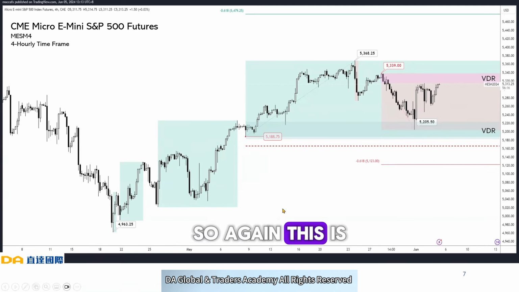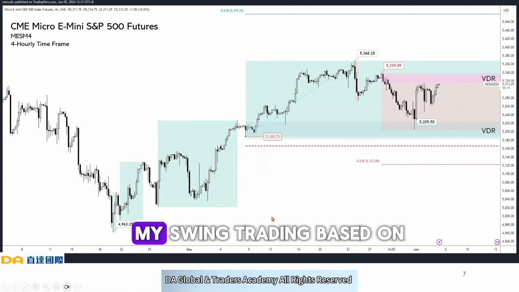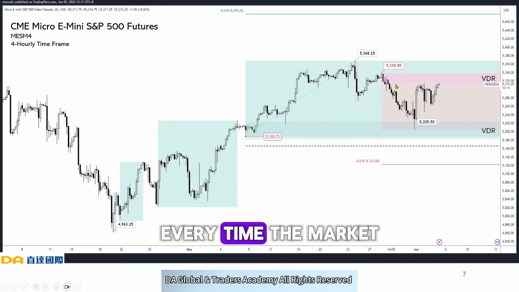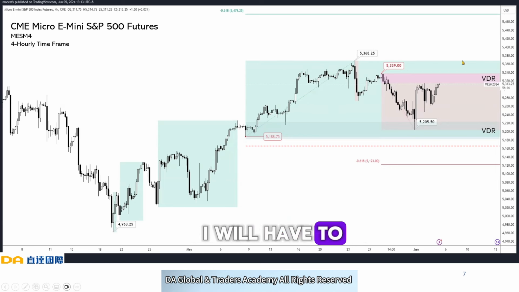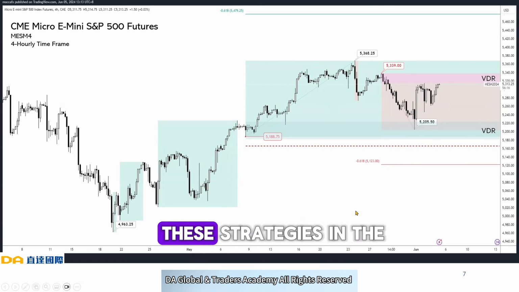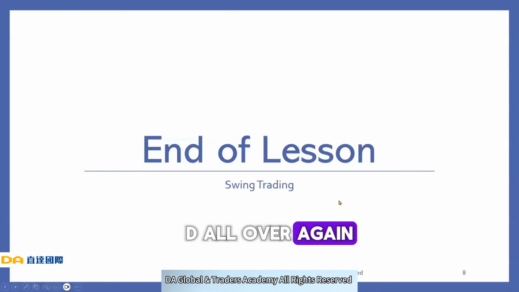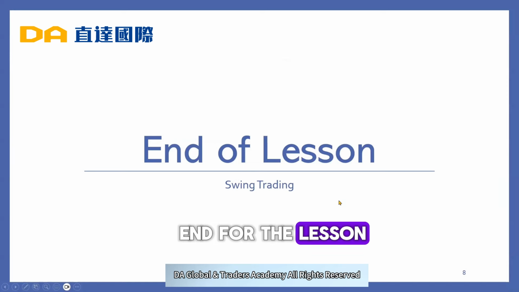Okay, so again, this is how I will do my swing trading based on this methodology. Every time the market goes into projected D and I have an actual D, I will have to redraw this box and I will employ these strategies in the same manner which I just described all over again. So this is the end of the lessons for swing trading.